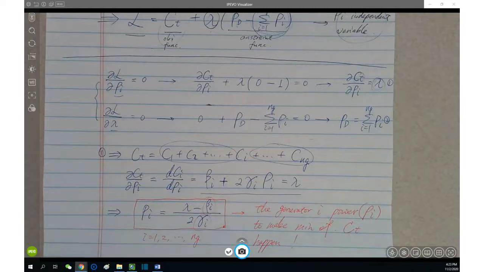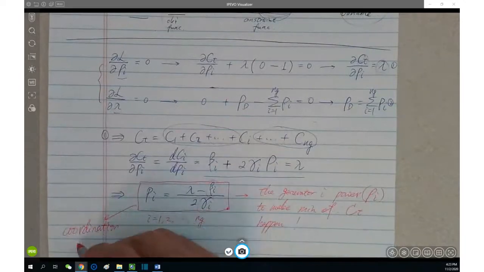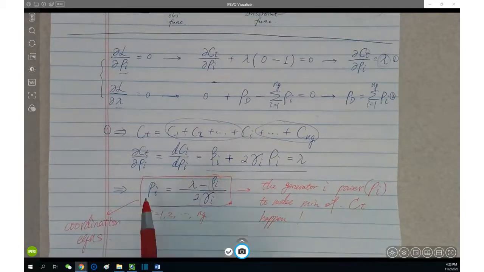Okay. And this is called what? This is called coordination equations. Equations, plural. It's plural. Why is it plural? Because this is I, representing up to n sub g number of generators. The coordination equation is guaranteeing your minimum of total cost to happen.